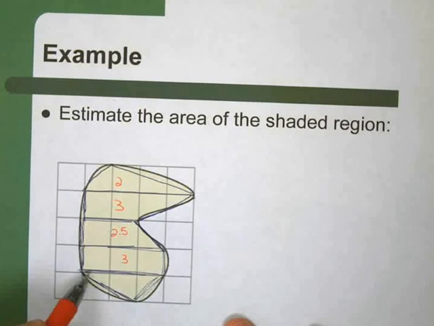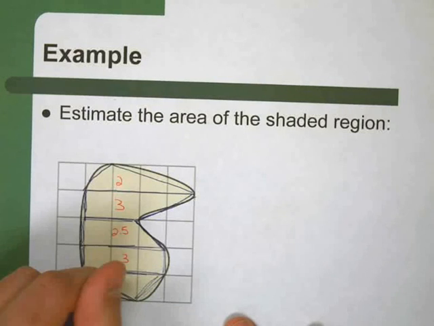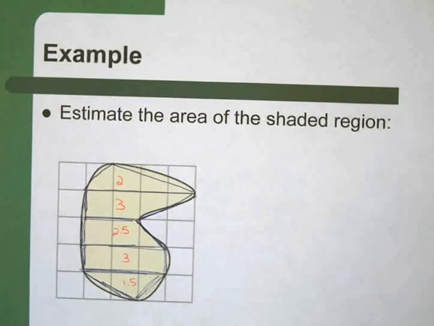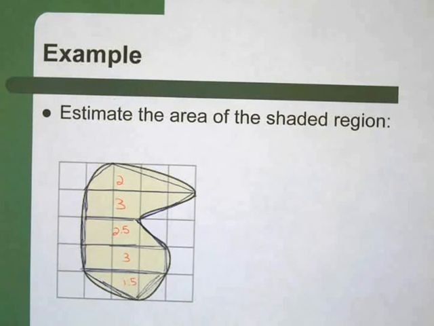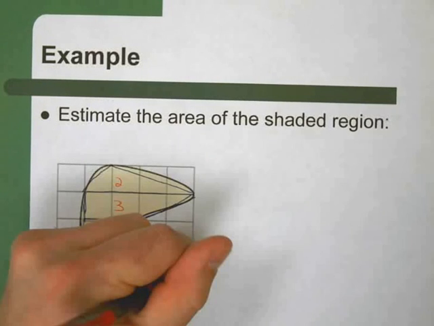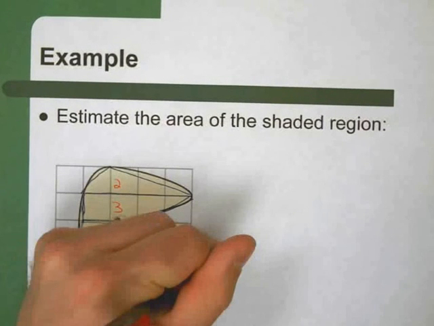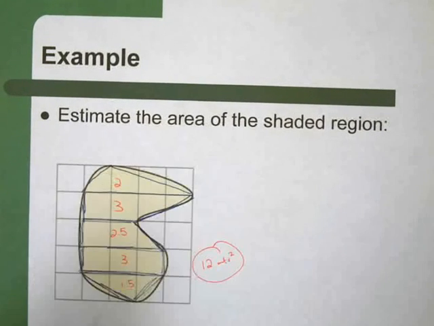This is 3 units because it's a rectangle. Down here, 3 by 1. 3 times 1 is 3. Half of that is 1.5. I take those figures, I add them up, and I get about 12. About 12 units squared. Right?